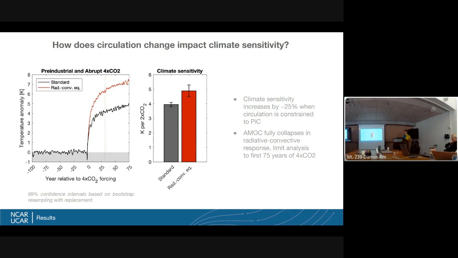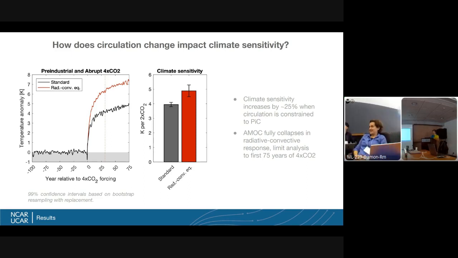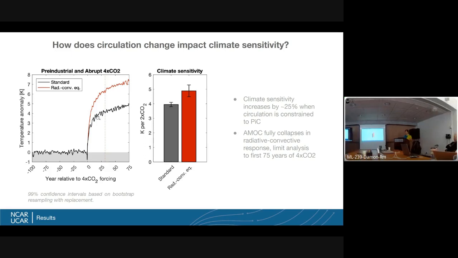So this is minus 100 years relative to the CO2 forcing and then to 75 years. The reason I'm restricting myself to 75 years is that in this RC run, the AMOC fully collapses, which is kind of interesting. So it's a big enough forcing. Suddenly there were negative changes in 4 times CO2 over the North Atlantic. So it blows up over here, but the key is I can get a pretty good measure of climate sensitivity from the first 75 years using the Gregory method.